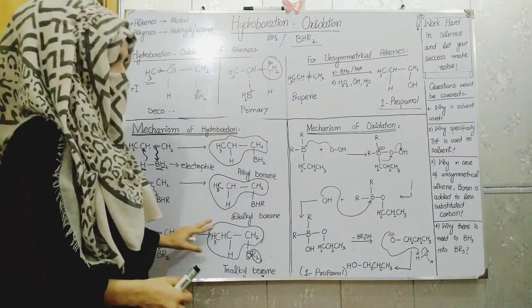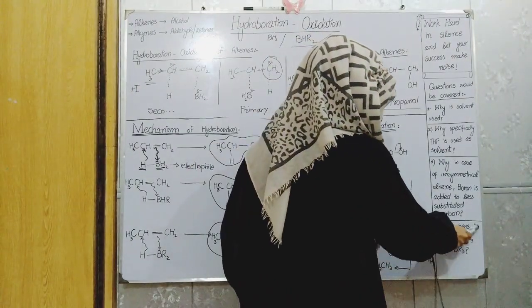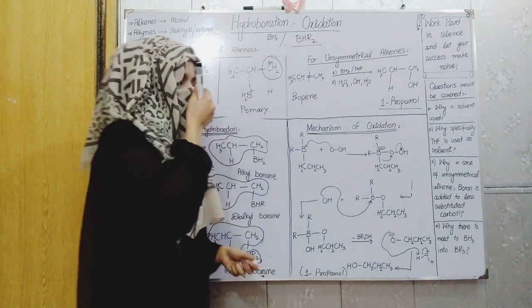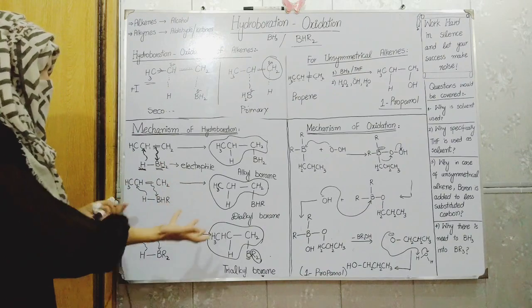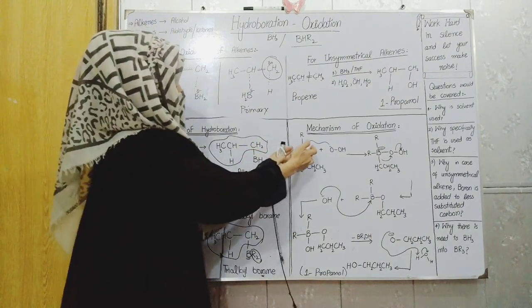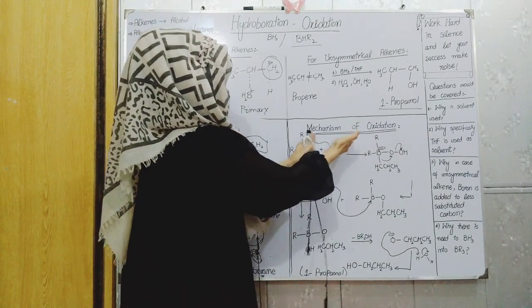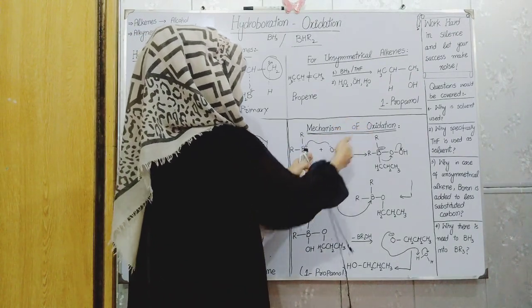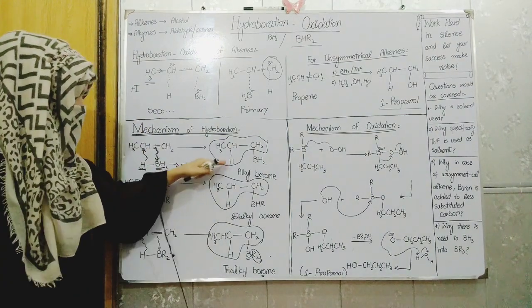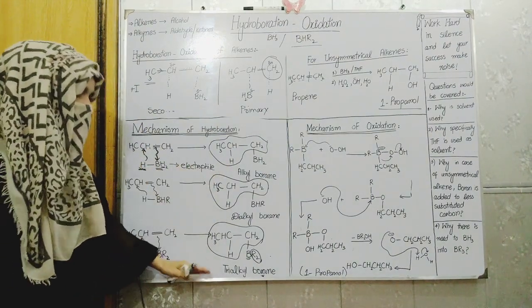Now the question arises here: why is there a need to convert BH3 into BR3, a trialkyl borane? Why is it not possible for the alkyl borane to react further, undergo the oxidation mechanism, and give us the product alcohol? Why is there a need to convert the borane into trialkyl borane first?